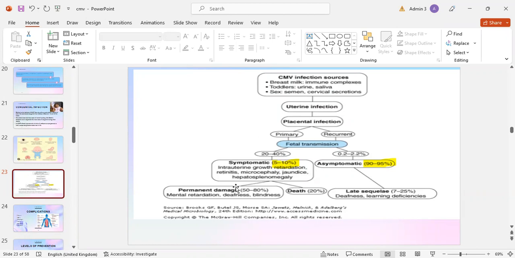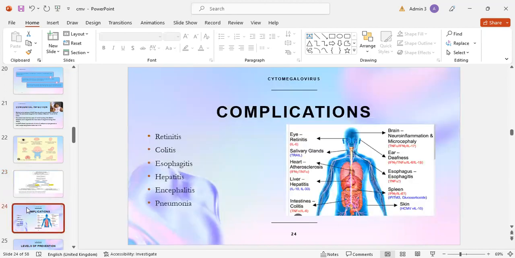In symptomatic patients, permanent damage could take place: 50 to 80% have mental retardation, deafness, and blindness, and in 20% it leads to death. In asymptomatic patients, late sequelae such as deafness and learning deficiency can take place in 7 to 25% of people. Complications are retinitis, colitis, esophagitis, hepatitis, encephalitis, and pneumonia.